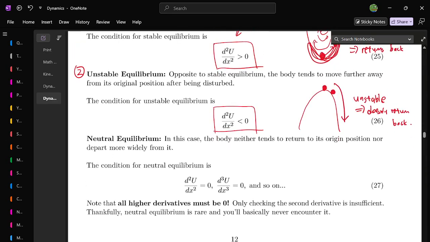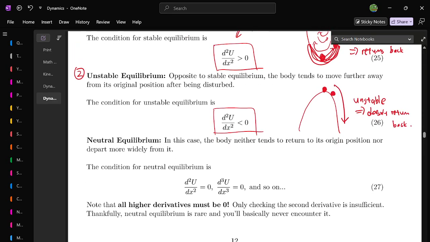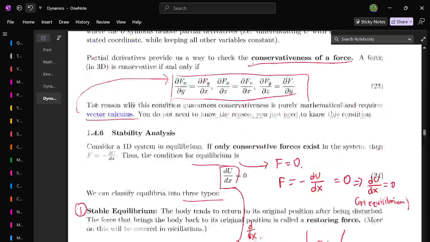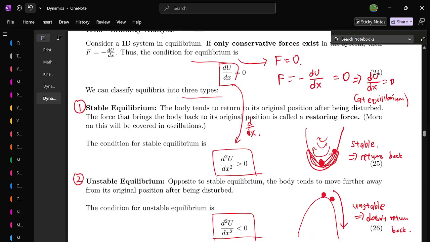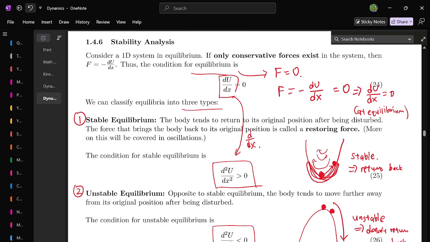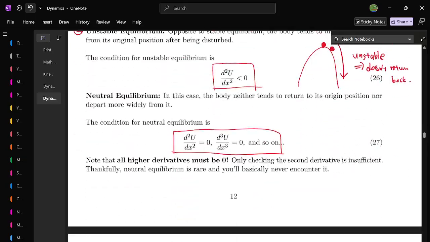You also have another type of equilibrium called neutral equilibrium. This is much more rare and you basically never encounter it, but just to make it complete, this is the condition for neutral equilibrium. The more important thing is stable and unstable equilibrium. You'll see stable equilibrium again in the next chapter on oscillations. We'll talk about why stable equilibrium is important for oscillations. But for now, this is how you check what type of equilibrium it is. There are practice problems at the back in the problem set, I think problem 2.16, where you have to check the type of equilibrium. So that's on stability analysis.